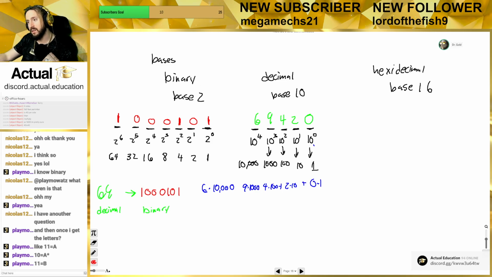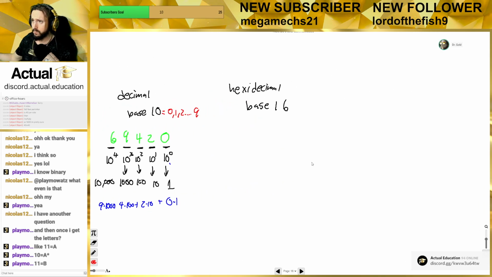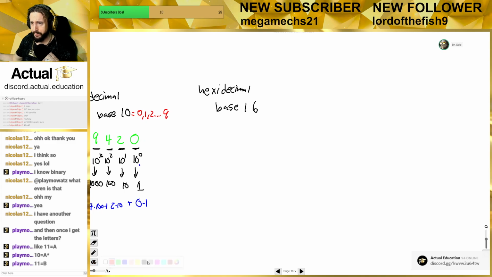Okay, so let's get to hex. Hex is a little bit different. See how in base 2 you're allowed to be 0 to 1, so this means you can have 0 or 1. This means you can have 0, 1, 2, all the way up to 9. Base 16 is a little different, because now you've got letters involved. So base 16 is similar, except now we start using letters, okay?